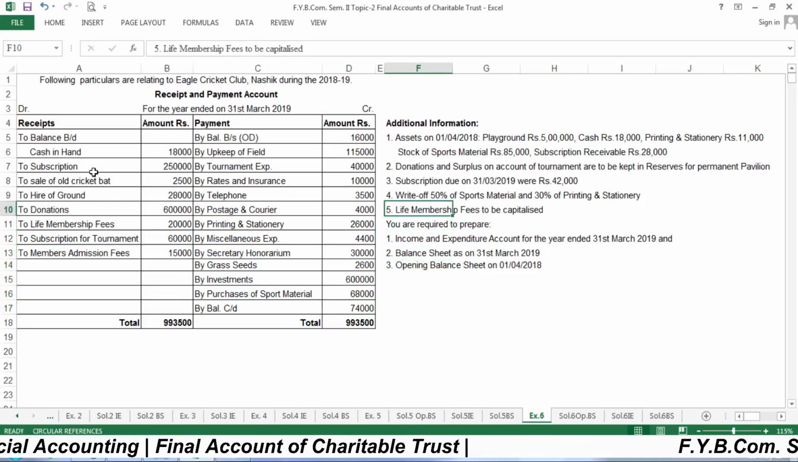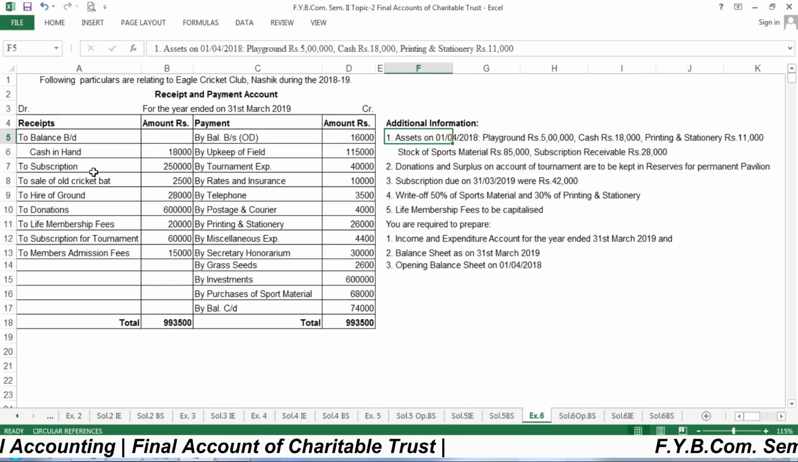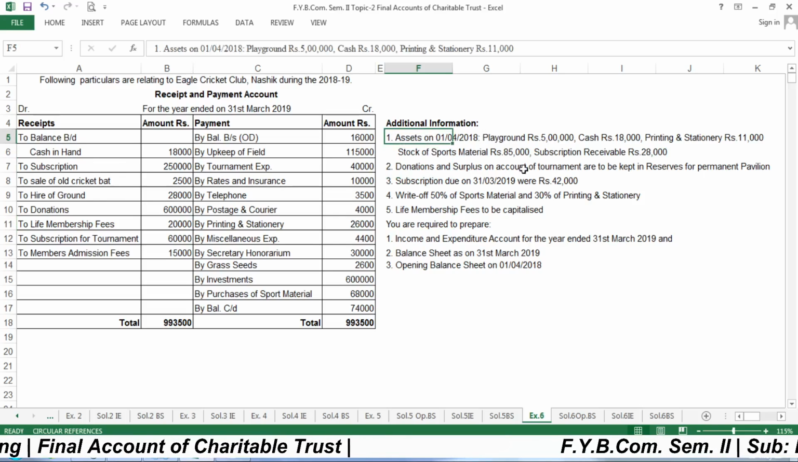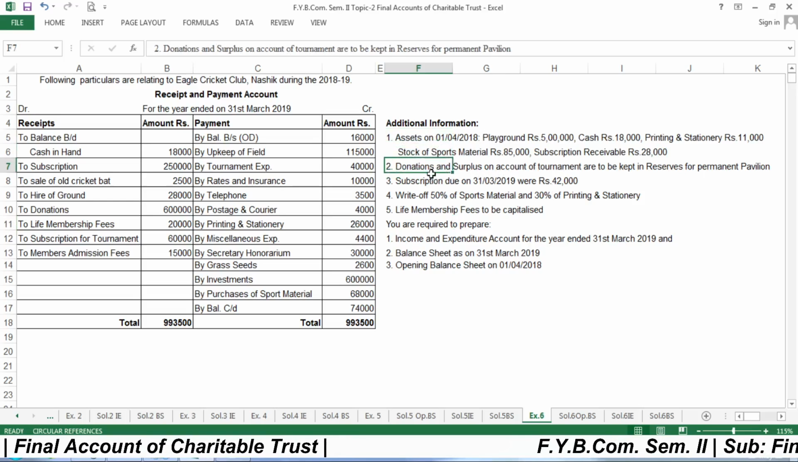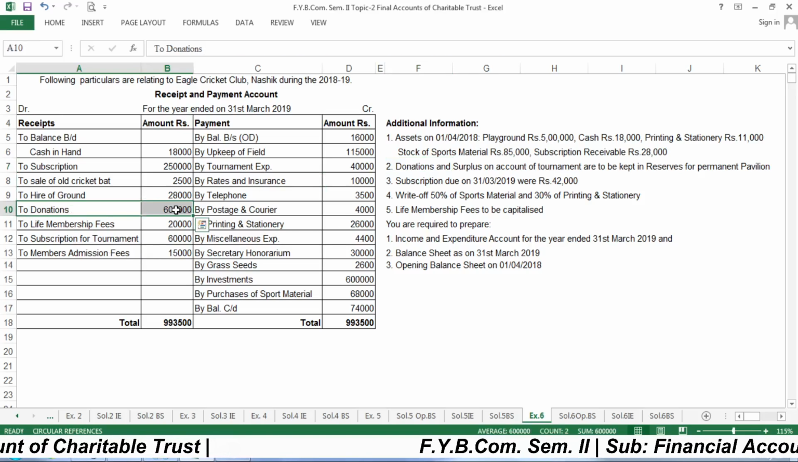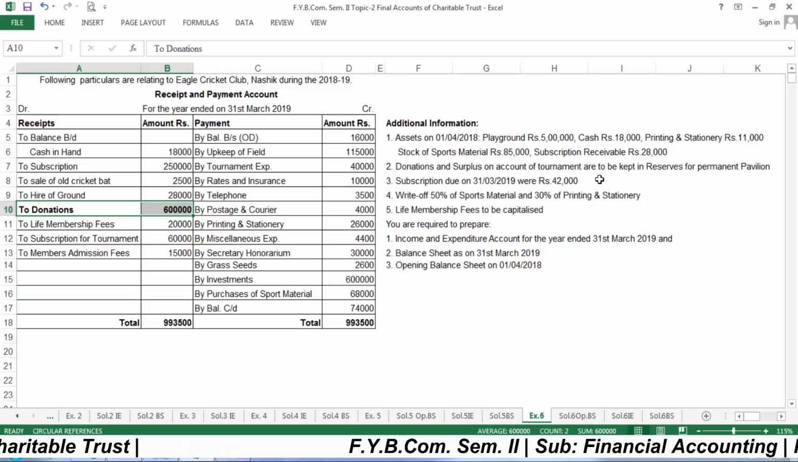So with this we have some additional information. In the example, first of all you have to find out the opening capital fund. So here we have some opening assets and liabilities, as well as another adjustment: donations and surplus on account of tournament are to be kept in reserve for permanent pavilion. So we have a donation of rupees 6 lakh. It has to be recorded separately on the liability side for reserve for permanent pavilion.